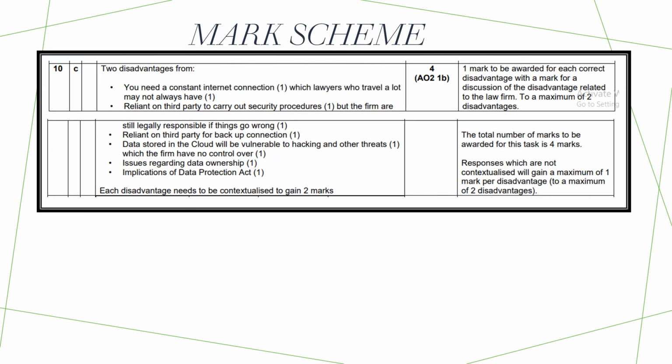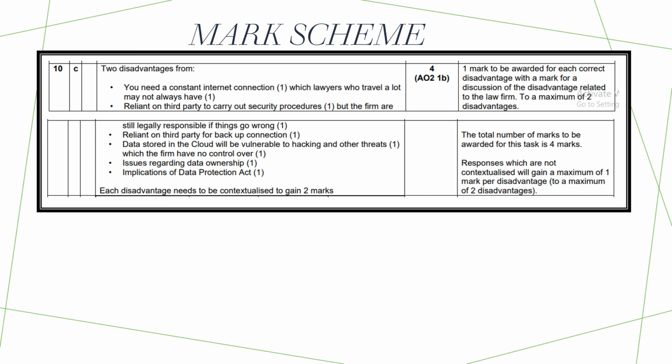So the mark scheme for 10C says that you can have disadvantages from this list. We can talk about issues over ownership, so who actually owns the data. You could talk about the fact that you always need an internet connection, which is probably the most common answer. You could talk about being reliant on somebody for backing up your work. You could talk about the fact that it might be vulnerable to hacking. You could talk about having Data Protection Act concerns. Any of those on the list.